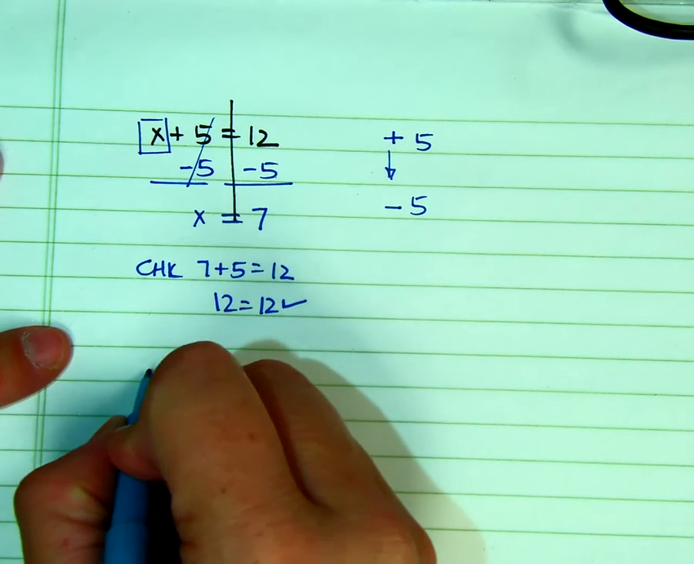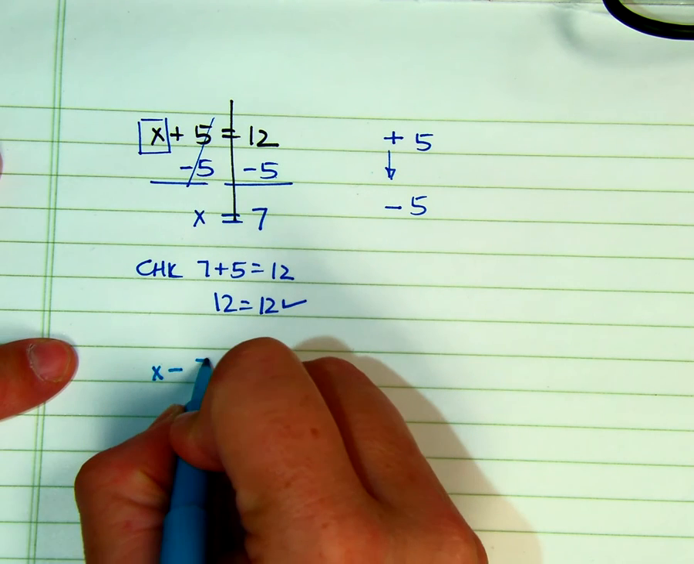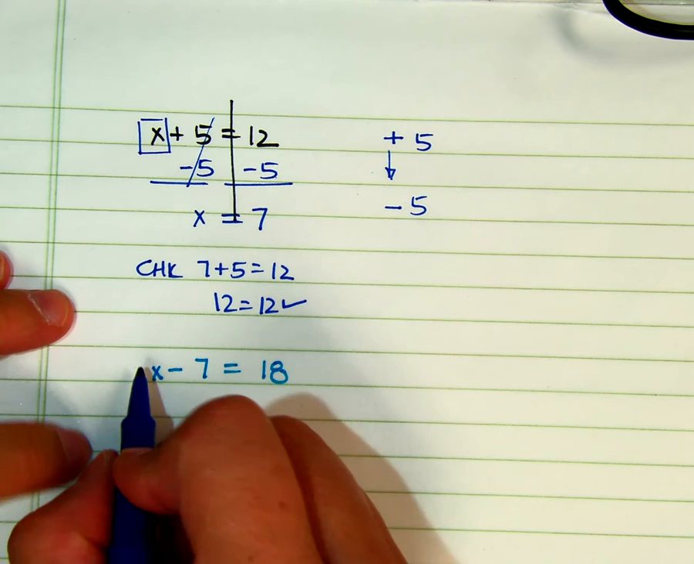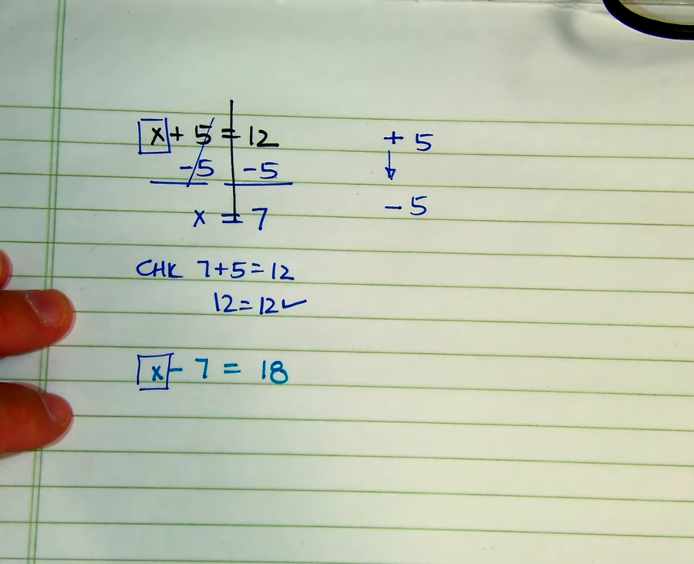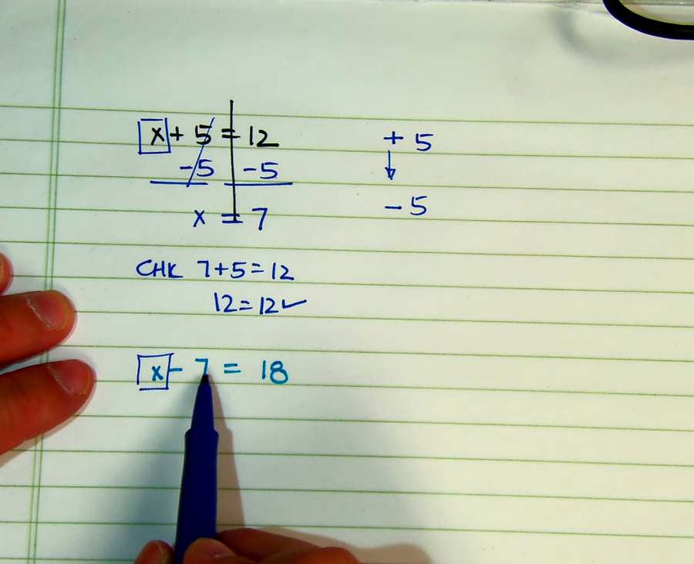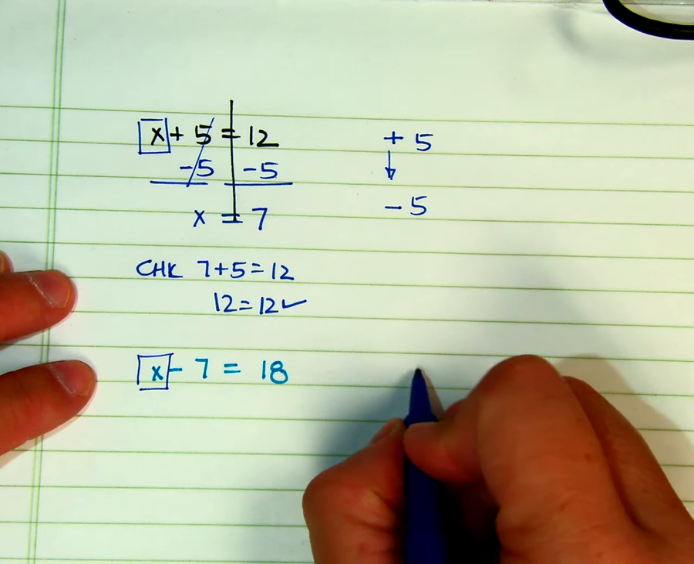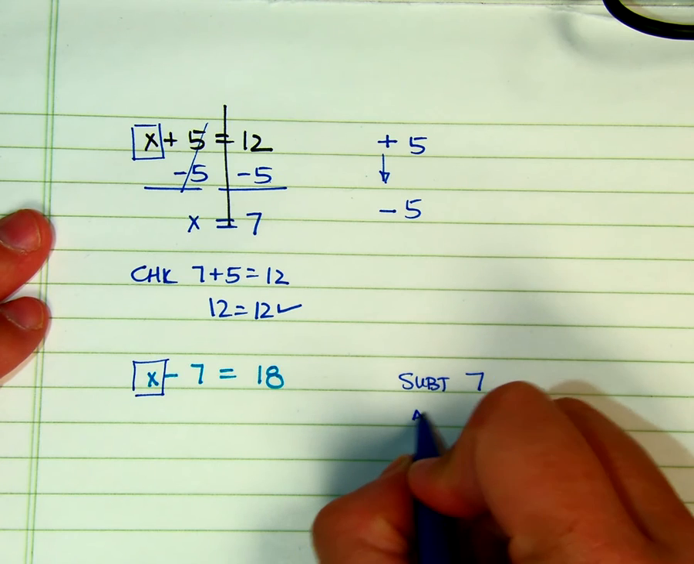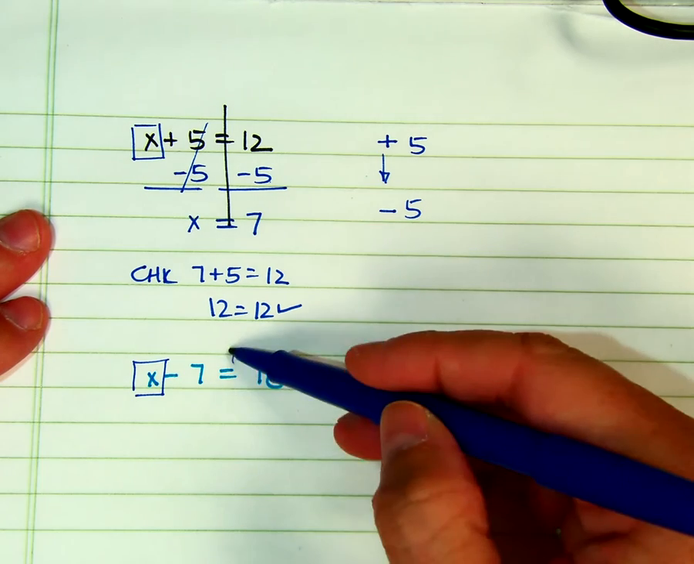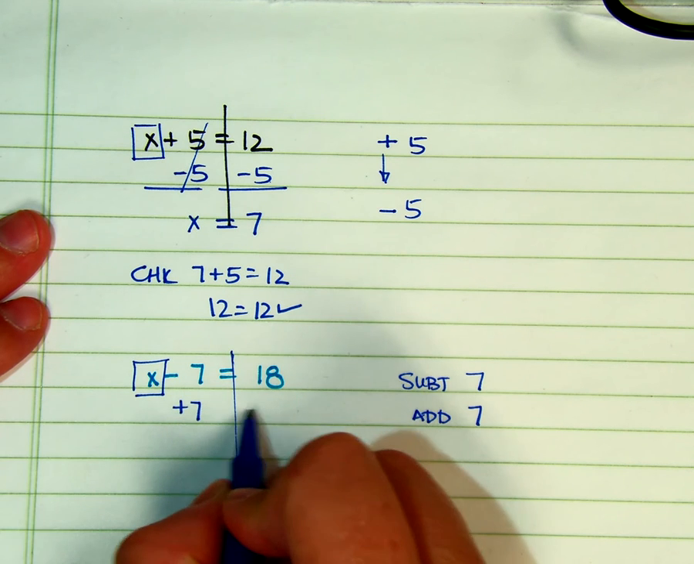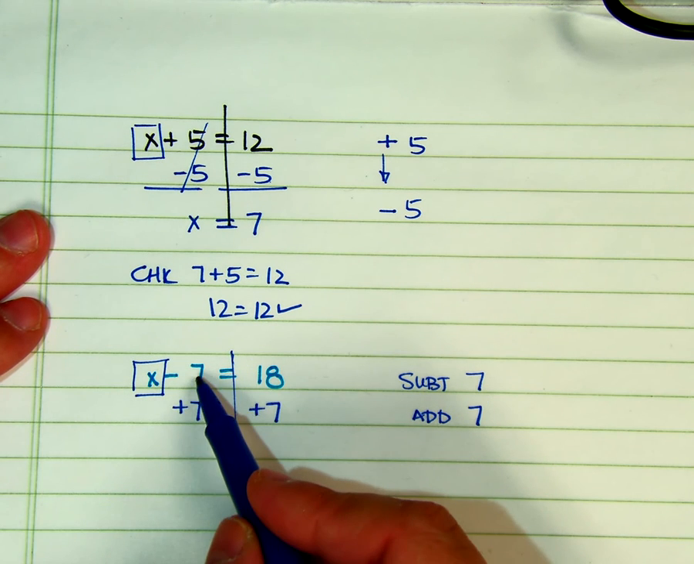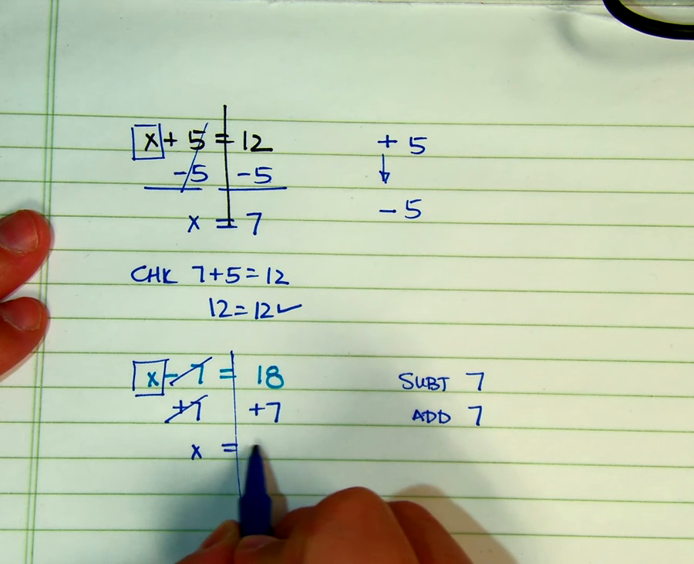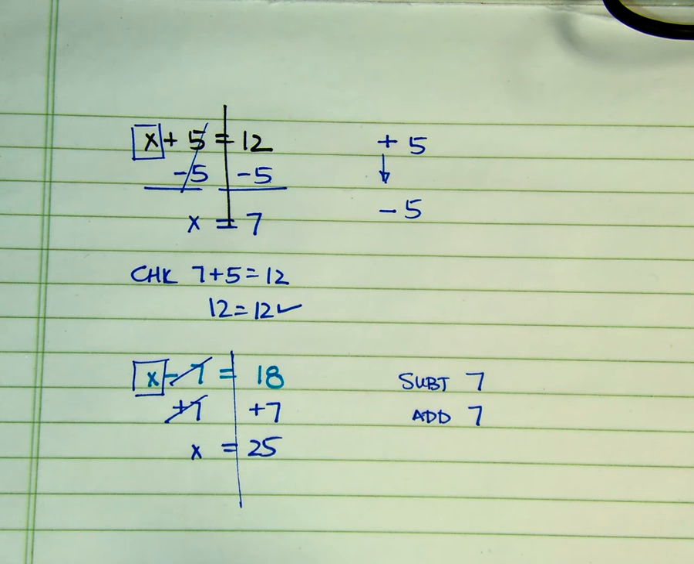If we have x minus 7 equals 18, again, it's the variable we want by itself. So we need to get rid of this negative 7 or subtracting 7. So if we are subtracting 7, to undo that, I need to add 7 both sides. I'm going to add 7 here. Negative 7 or subtracting 7, adding 7, they undo each other. So x equals 25. Checking the work.